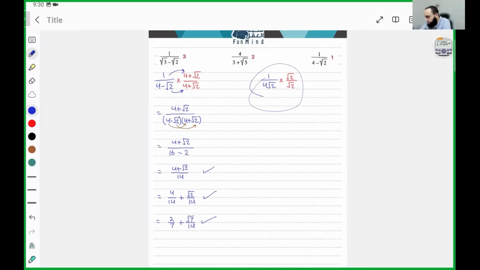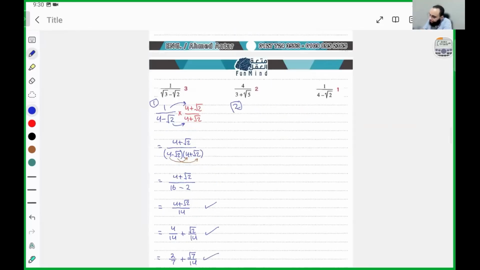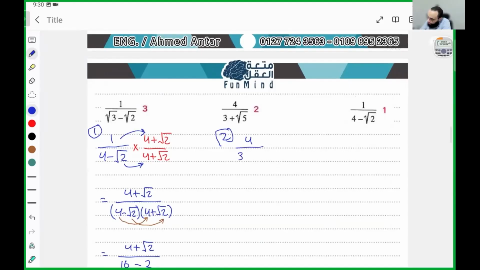And this is what we did before. So this is 1. Let's go for 2. Omar, 4 over 3 plus root 5. Then you have to multiply by what?